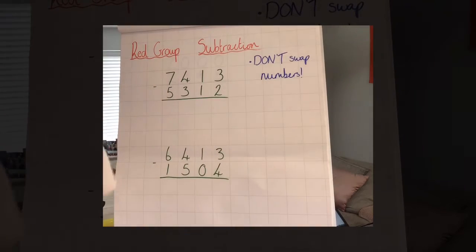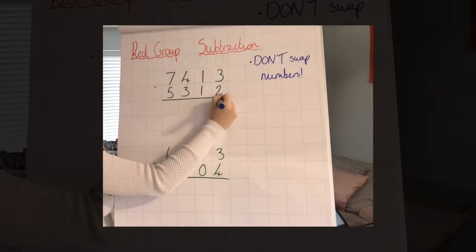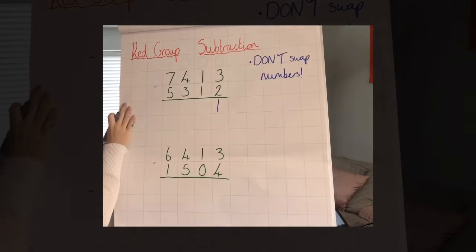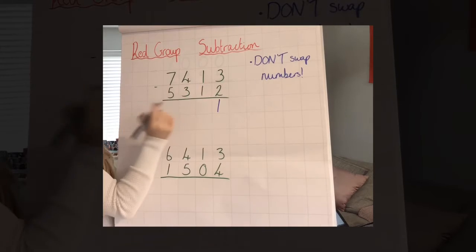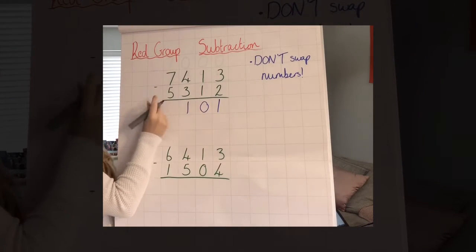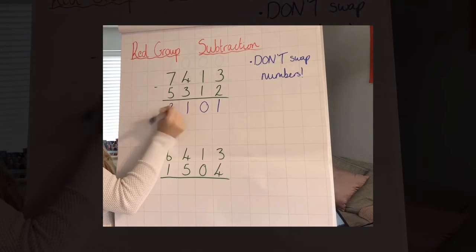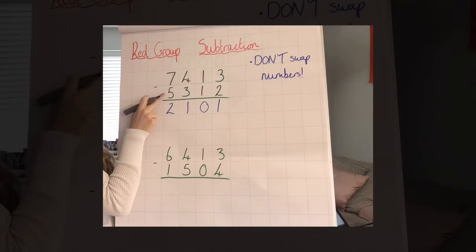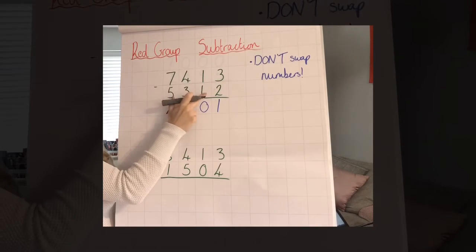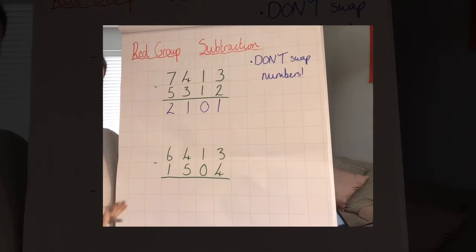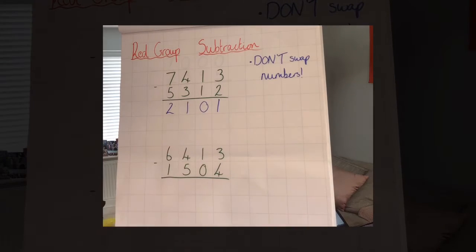So let's have a go at this one first. So 3 take away 2, give me 1. Remember, I always start this side, don't I? You know that. 1 take away 1 is 0. 4 take away 3 is 1. 7 take away 5 is 2. So 7,413 take away 5,312 is 2,101.